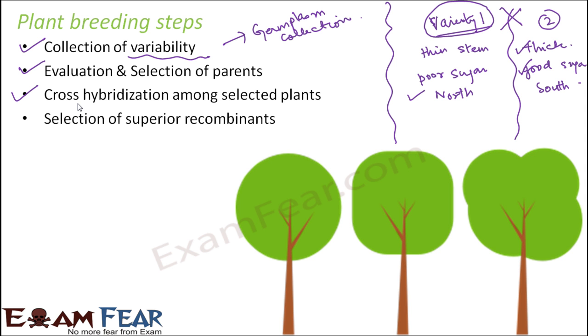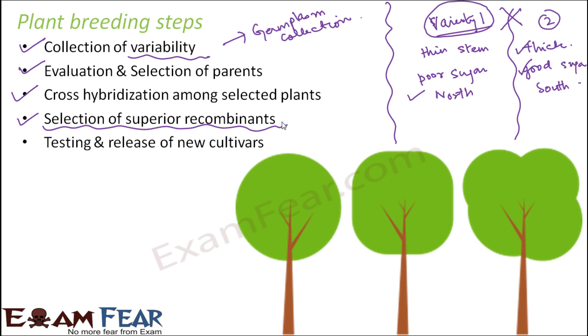Now once hybridization has taken place, what will happen? Output will be produced. That means the offsprings will be produced. Now again, the offsprings or the outputs will have different traits combination, like as you have seen in genetics, whenever a male and female are crossed, a lot of different types of offsprings are produced. So here also different types of new plants will be formed, but now we have to select the superior recombinant. So whichever output is obtained, out of that we have to select the desirable output. And then testing and release of new cultivars.